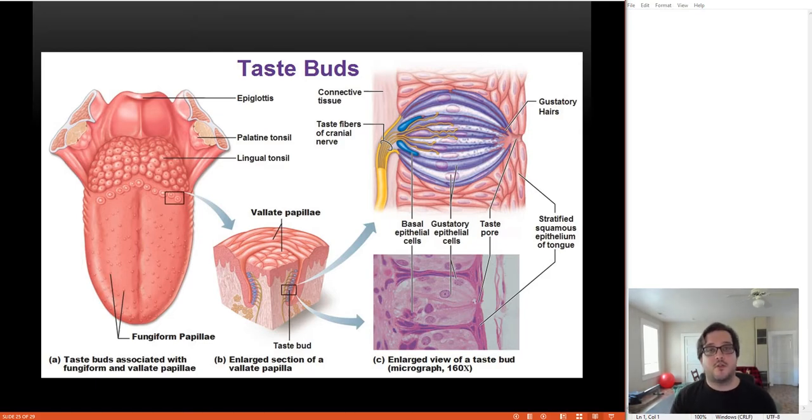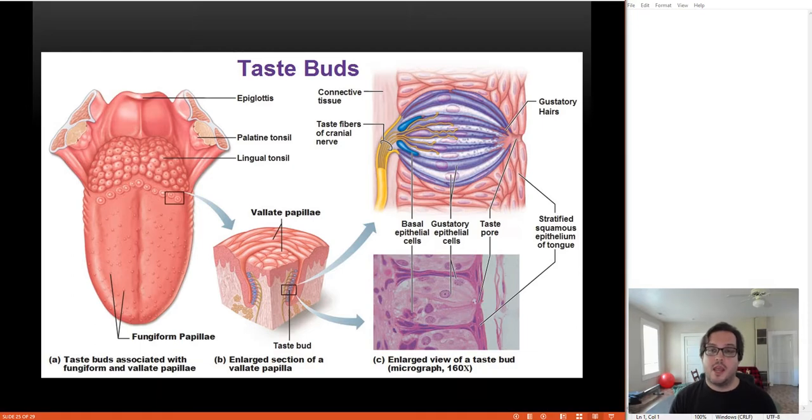If we look into those crevices and blow up those little bluish purple structures, those bluish purple structures are the taste buds. Those are the structures that convert chemicals into an electrochemical signal. So let's imagine that you're eating a piece of food. You eat a burger. You put that burger in your mouth, you chew on it a bit, and your saliva actually starts to digest that food.